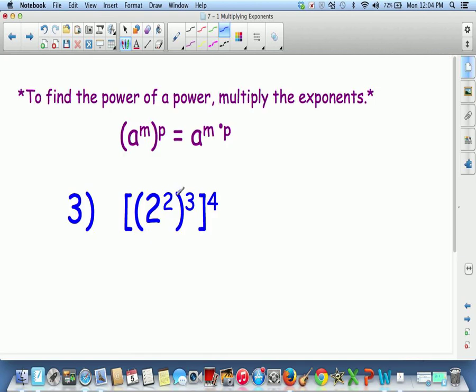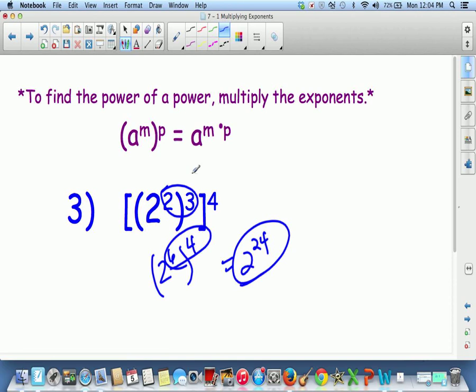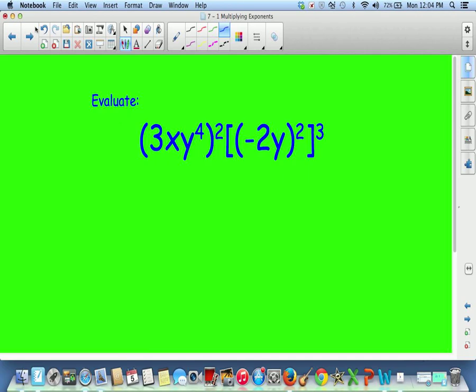Now the next rule is when you have a power of a power, you multiply the exponents. So we have a power to a power. If we look at this example, we're going to work in to out. So 2 times 3, we're going to multiply that. So that's actually going to be 2 to the 6th. And then we have it to the 4th. A power to a power we multiply. So that's going to be 2 to the 24th when this is all simplified. So let's try that out.